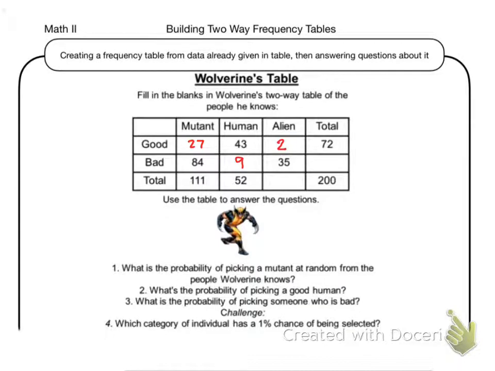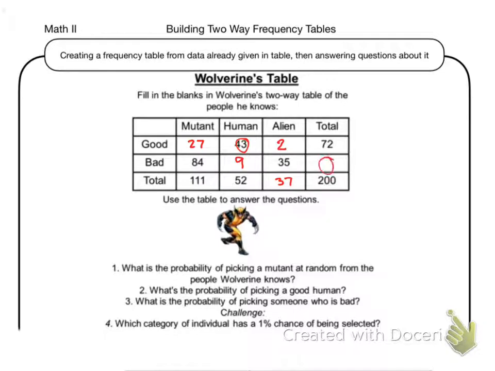And then finally, I can figure this out two ways. I can do it horizontally, where I take 200 and subtract everything here, or I could just do 35 plus 2 gives me 37. You always want to check your math. 43 plus 9 gives me 52. Does this all add up to 200?